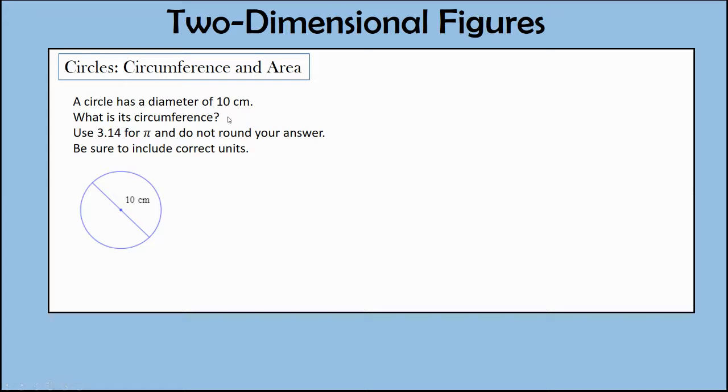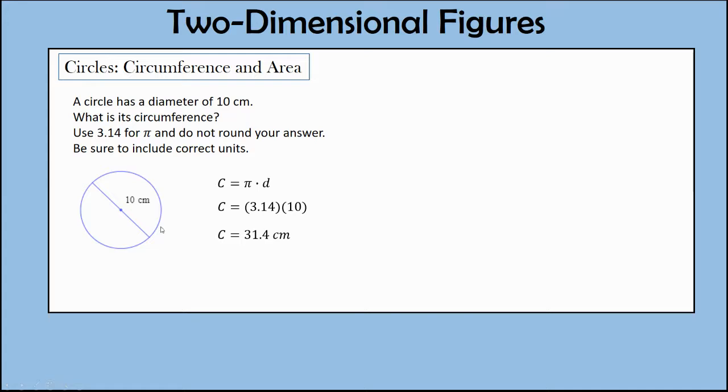Okay. First example, we got a circle down here. It's got a diameter of 10. We want to find the circumference. Now, directions say use 3.14 for pi, but don't round your answer and be sure to include the correct units. Okay. So since they give us diameter and we're trying to find circumference, I would use C equals pi d. Now, in place of pi, we're going to put 3.14 per the directions here. In place of diameter, we're going to put 10. So all I got to do is multiply those two together, and I have my solution, 31.4 centimeters.